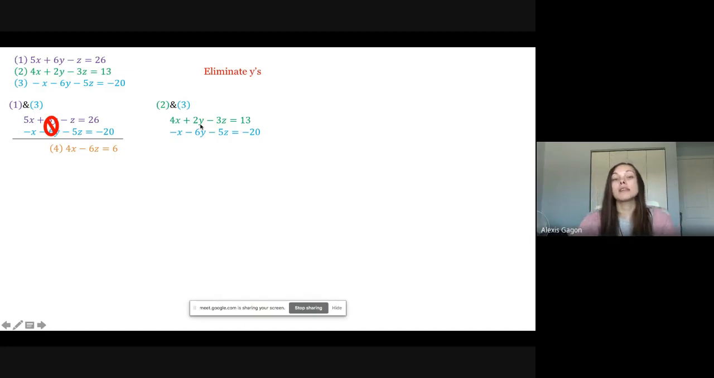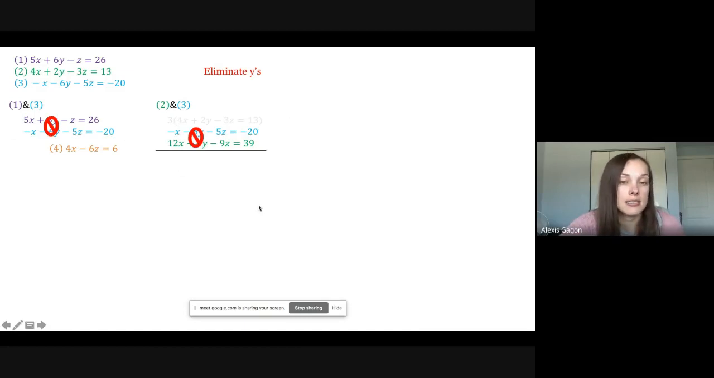Okay. And then to do this, I know that this is a negative 6. I can get this to be a 6 just by multiplying by 3. So I'm going to multiply that top equation by 3. And when I do that, 3 times 4x is 12x. 3 times 2y is 6y. 3 times negative 3z is negative 9z. And 3 times 13 is 39. And then we can just add these together.